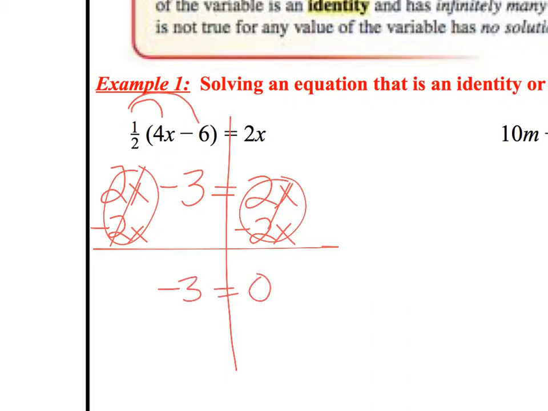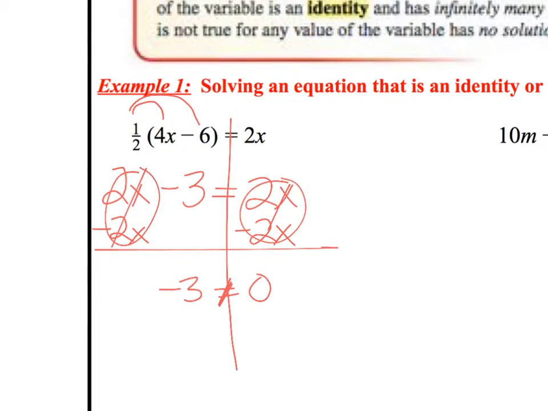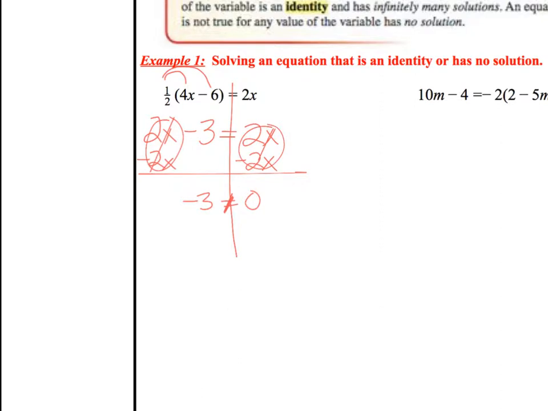Is negative 3 equal to 0? No, this is false. So what we do is we put a slash through the equal sign because it's saying negative 3 is not equal to 0. That's not true. Do you guys remember what we say? Yeah, no solutions. Because this equation can't be solved.